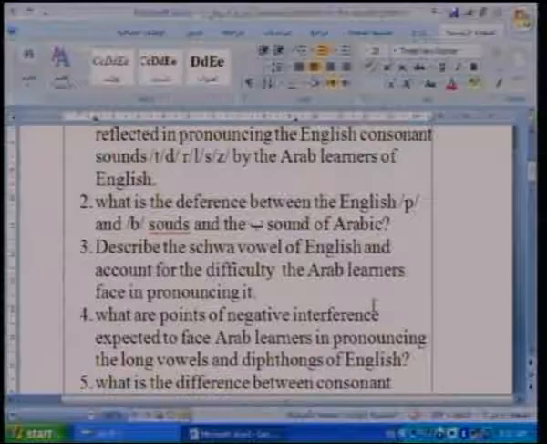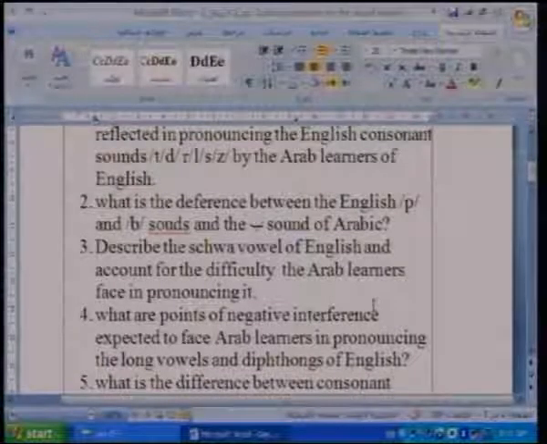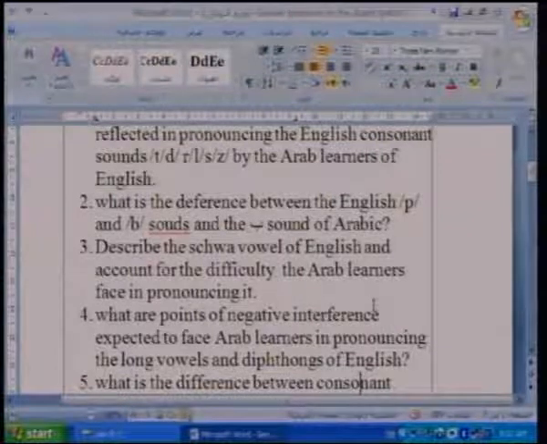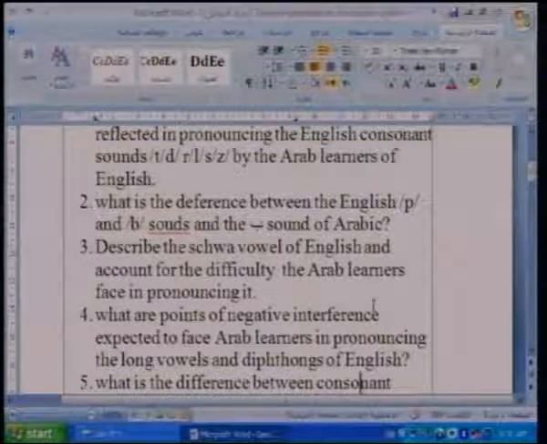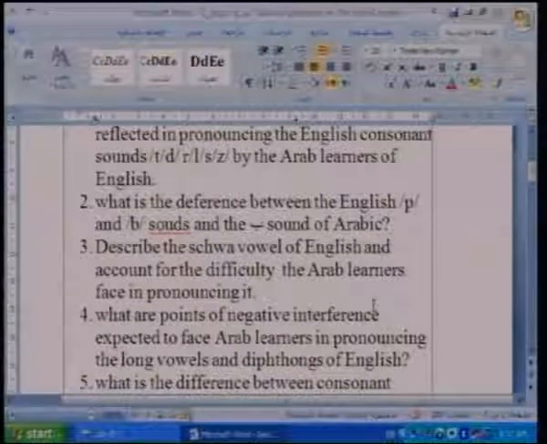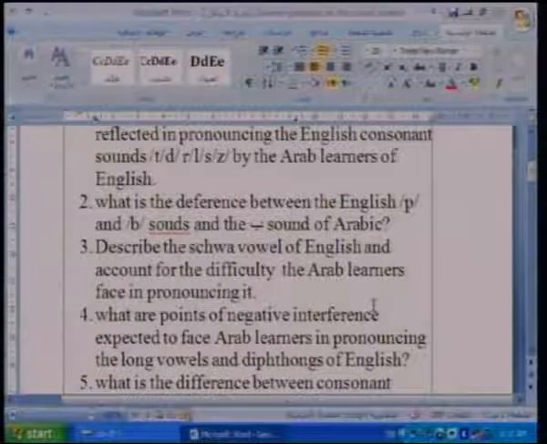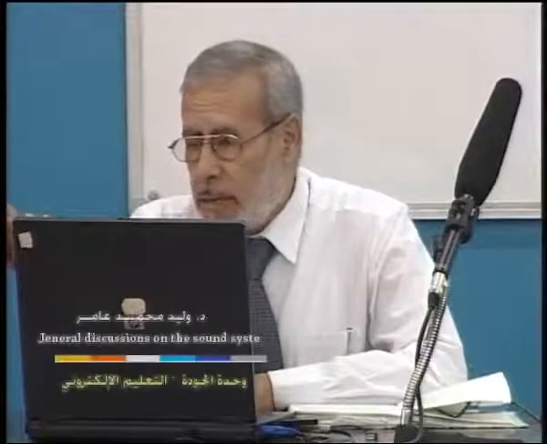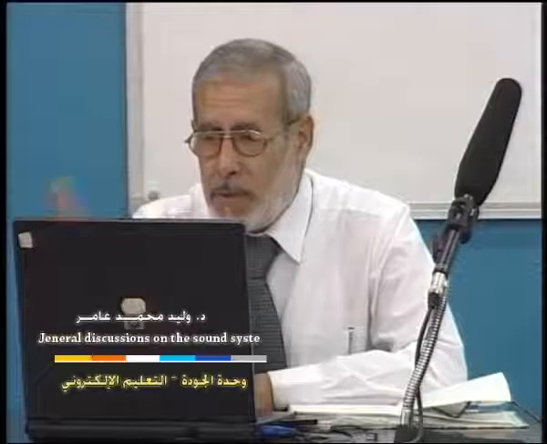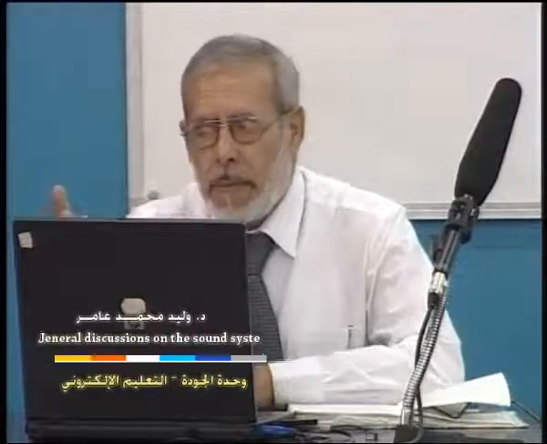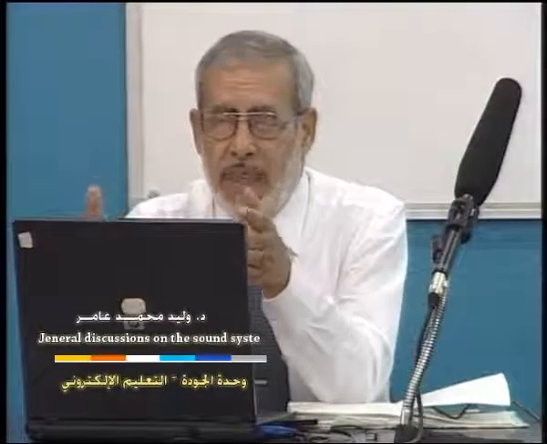Right. What are the points of negative interference expected to face Arab learners in pronouncing the long vowels and diphthongs of English? We have the long vowels and the diphthongs of English, which are of great difficulty. They represent an area of difficulty. How do you expect your Arab students to pronounce such sounds? Do they pronounce them correctly or not? If not, why?